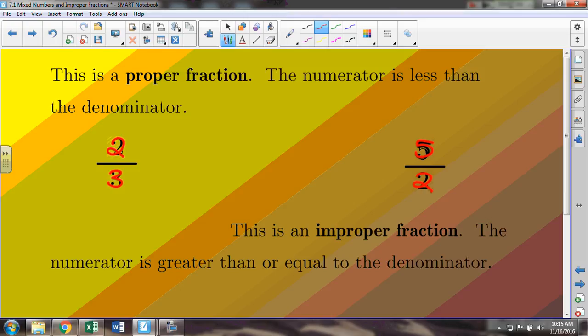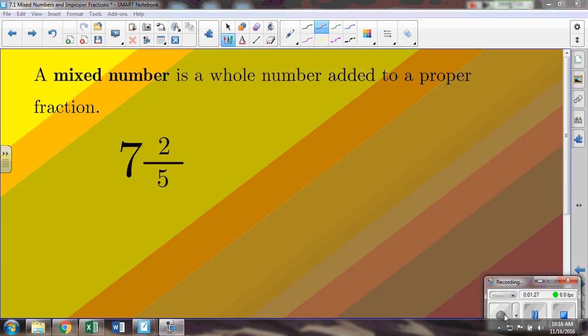Depending on the context of the problem, sometimes improper fractions are okay, sometimes they're not. It just depends on the specific problem. By and large, we are going to work with the assumption that we want mixed numbers instead of improper fractions. All right, first things first.